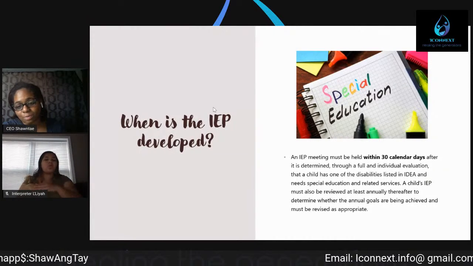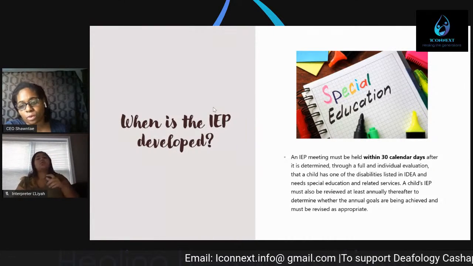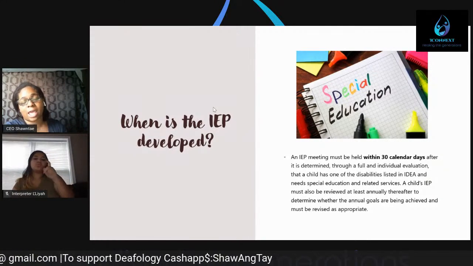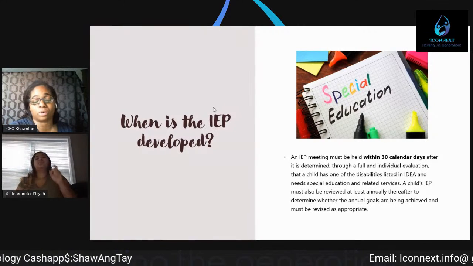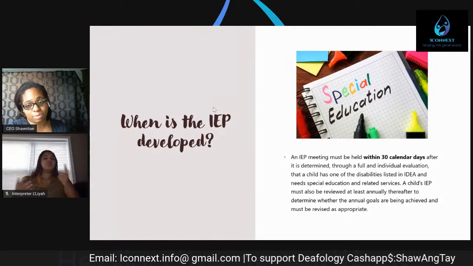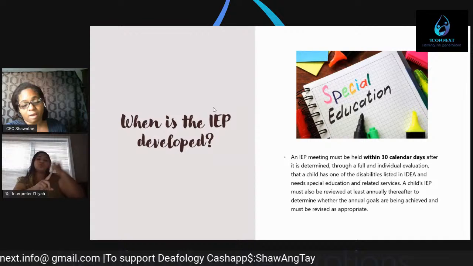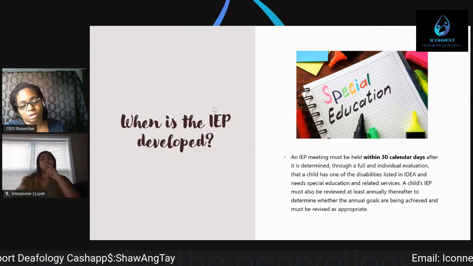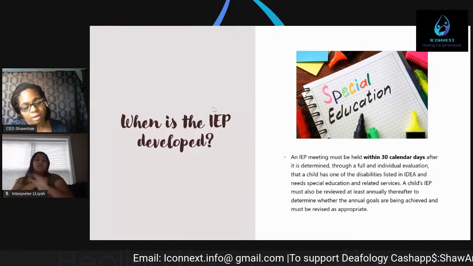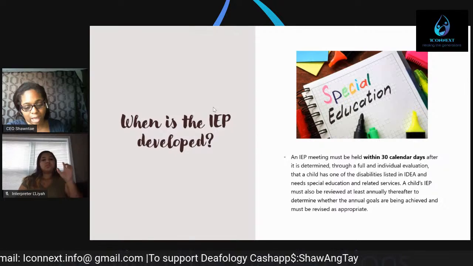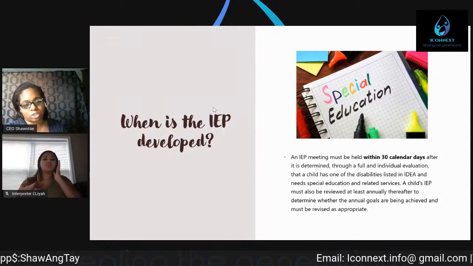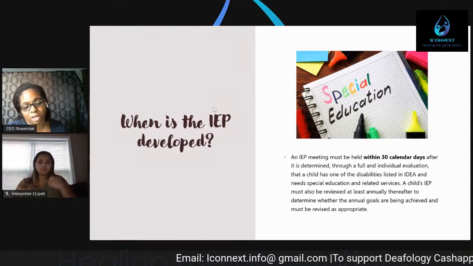Reading on, a child's IEP must also be reviewed at least annually to determine whether or not the child has met the goals, and whether or not the goals are still needed. So they meet every year, and then there is an IEP review every 3 years where your child has to be reevaluated to make sure the accommodations are still adequate for that child. Do certain accommodations need to be added for that child? So they really list, is an IEP still warranted for that child?